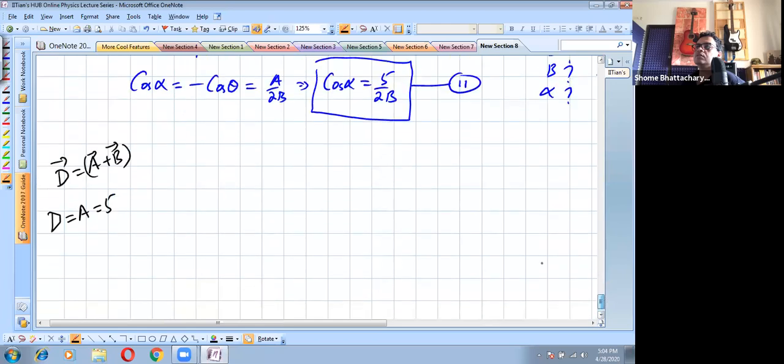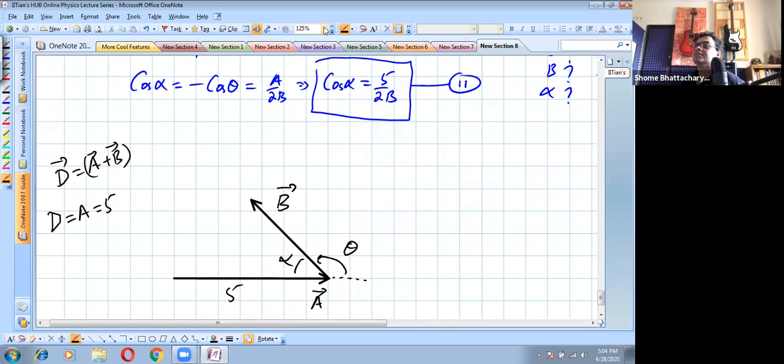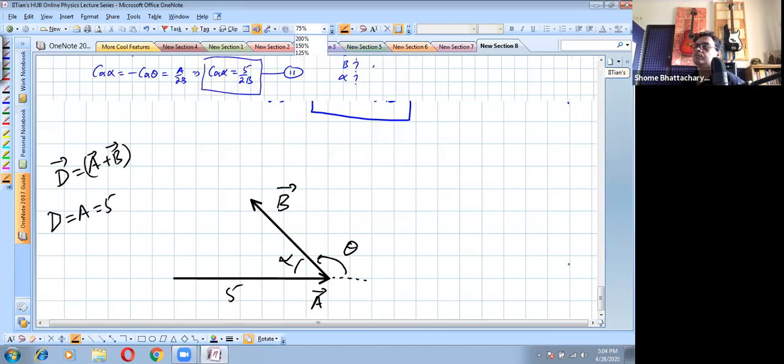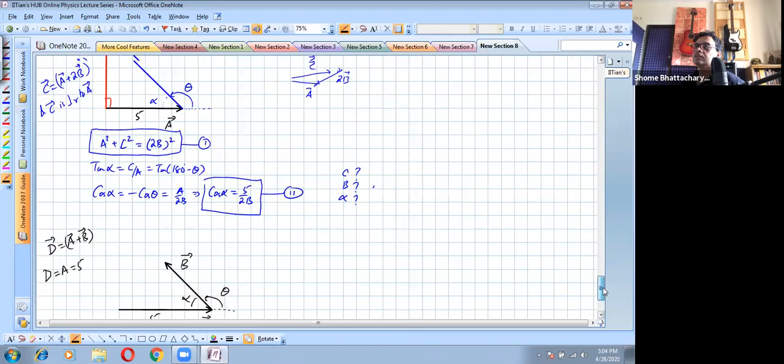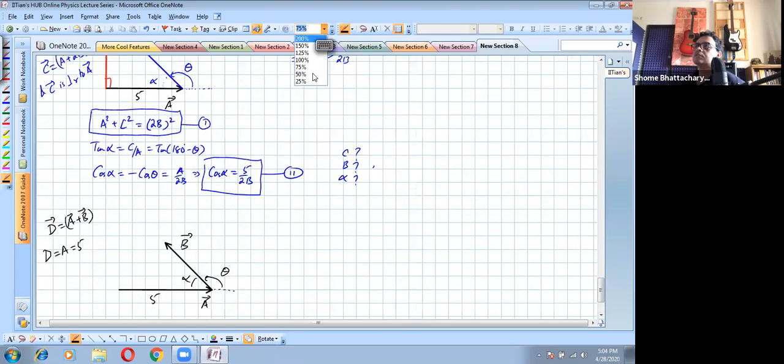So let's work this out. If this was my vector A, if this was 5, then my vector B will have to be something like this, where this is the same angle as in the above triangle, but only this side is lesser. There it was 2B, here it is just B. So these two angles are the same. For a moment I'm just saying compare this diagram with the diagram above, then I'll come to D. Don't worry about D in the triangle yet. Just compare these two diagrams so far.